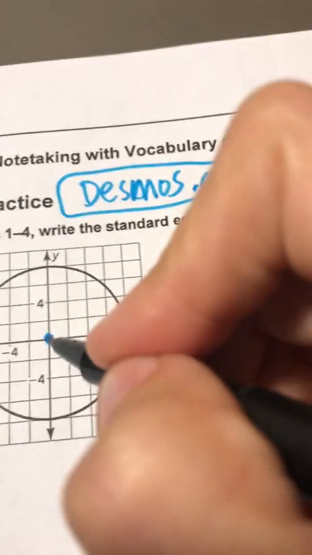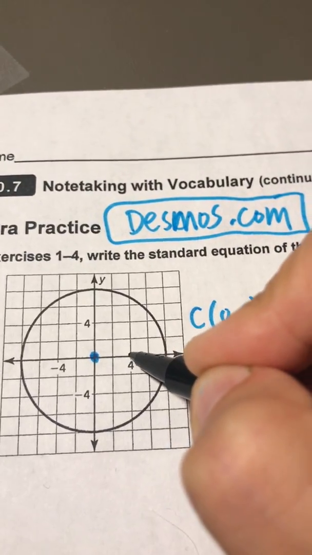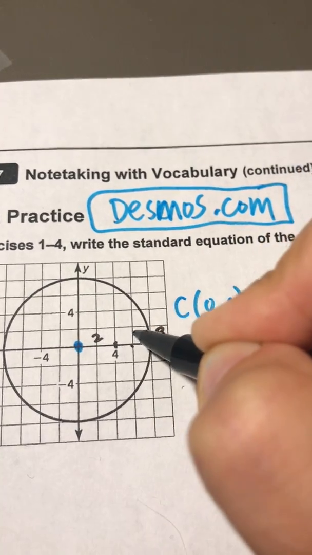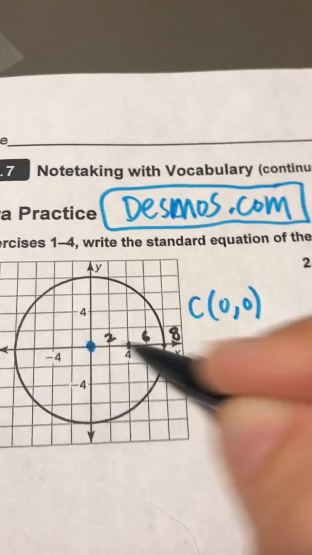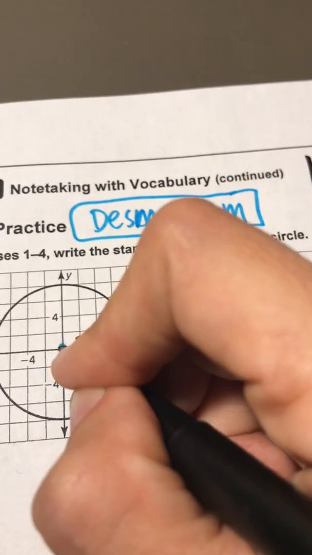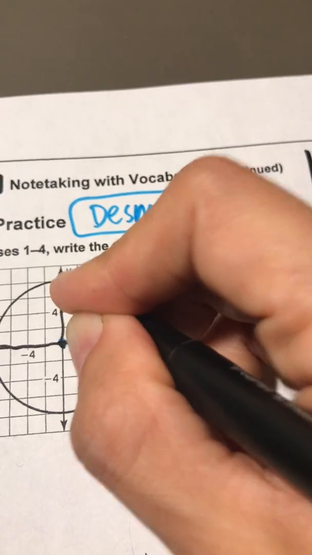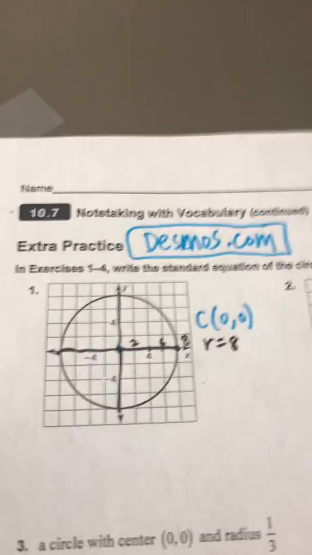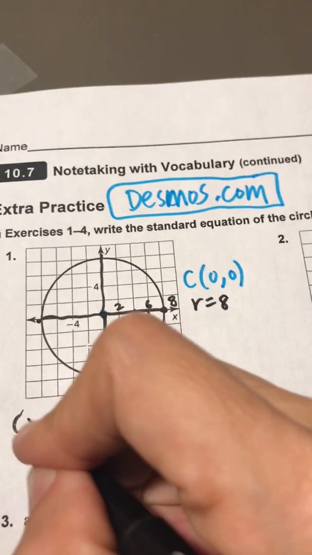It looks like each box is counting by 2, 4, 6, 8. Okay, so my radius is 8, and it goes 8 to the right, 8 to the left, 8 up, 8 down. Yep, radius 8.